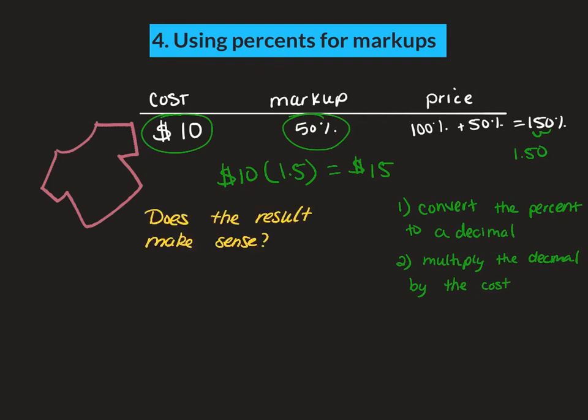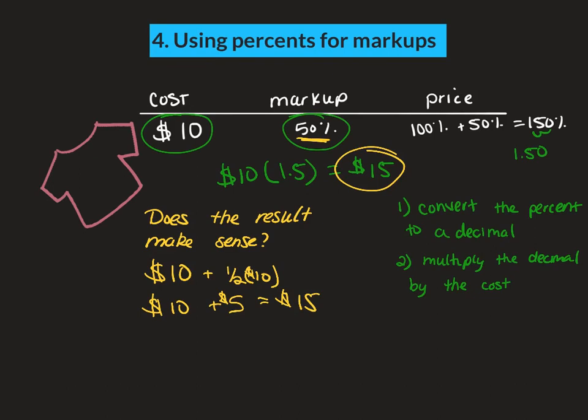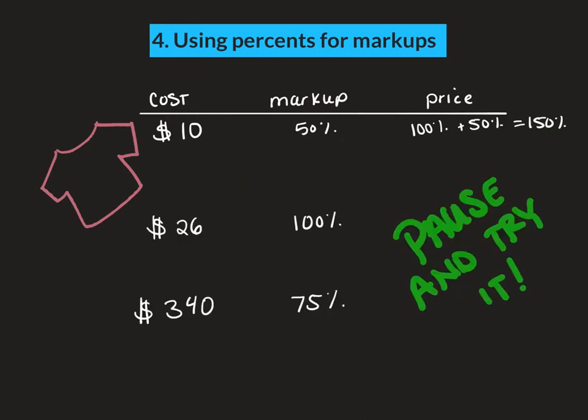Before we move on, let's do a quick double check to make sure the answer we got of $15 makes sense. If I spent $10, that's 100% of the cost. I wanted to add 50%, which is half of $10. So I wanted to add 1/2 of $10 to get my markup. That would be $10, my original price, plus 1/2 of $10 is $5. So yeah, my answer should be $15. Things are checking out. Pause here and try to solve for the following.